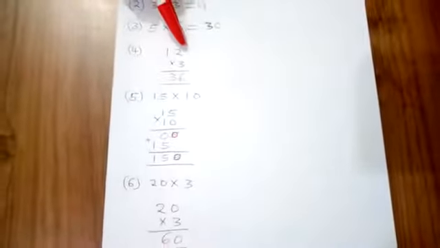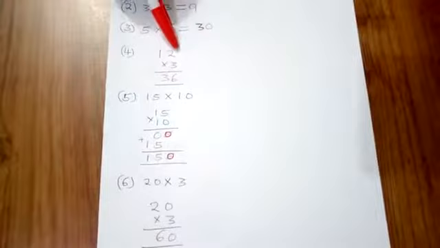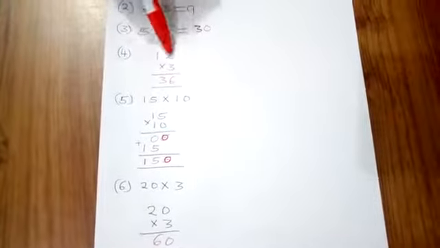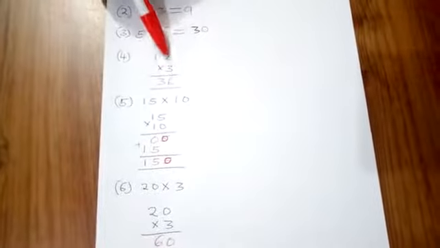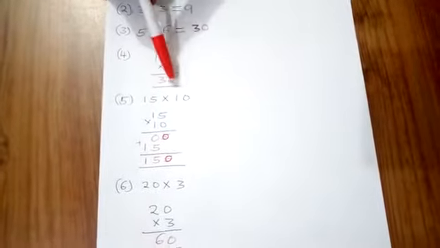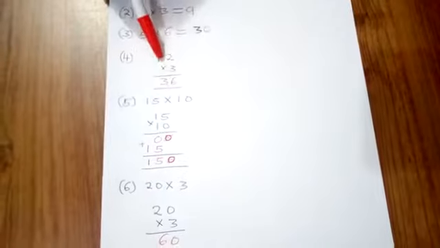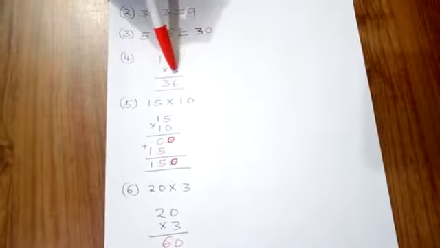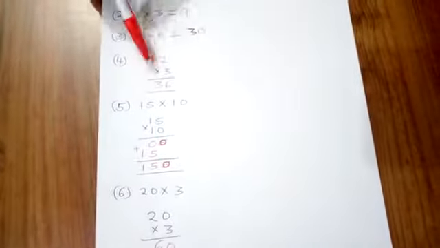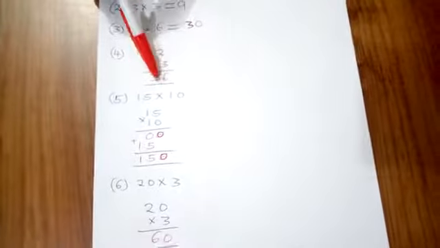So we are going to start from the right hand side. We have 2 times 3. This is our first group of multiplication. 2 times 3, which is 6. And the next group of multiplication is 1 times 3, which is 3. So 12 times 3 is 36.